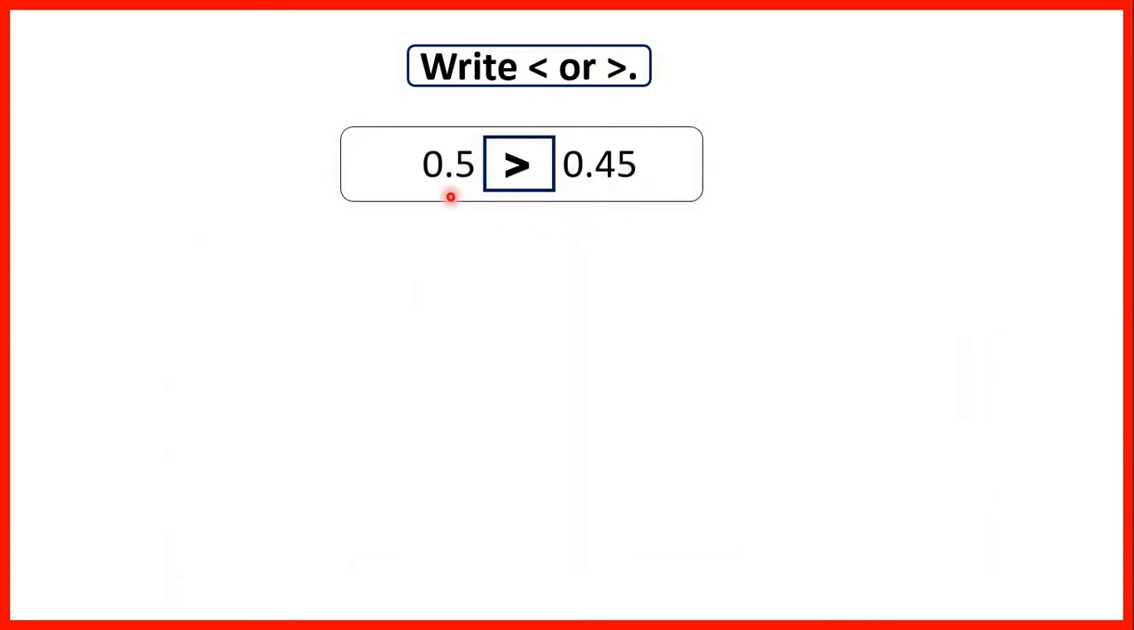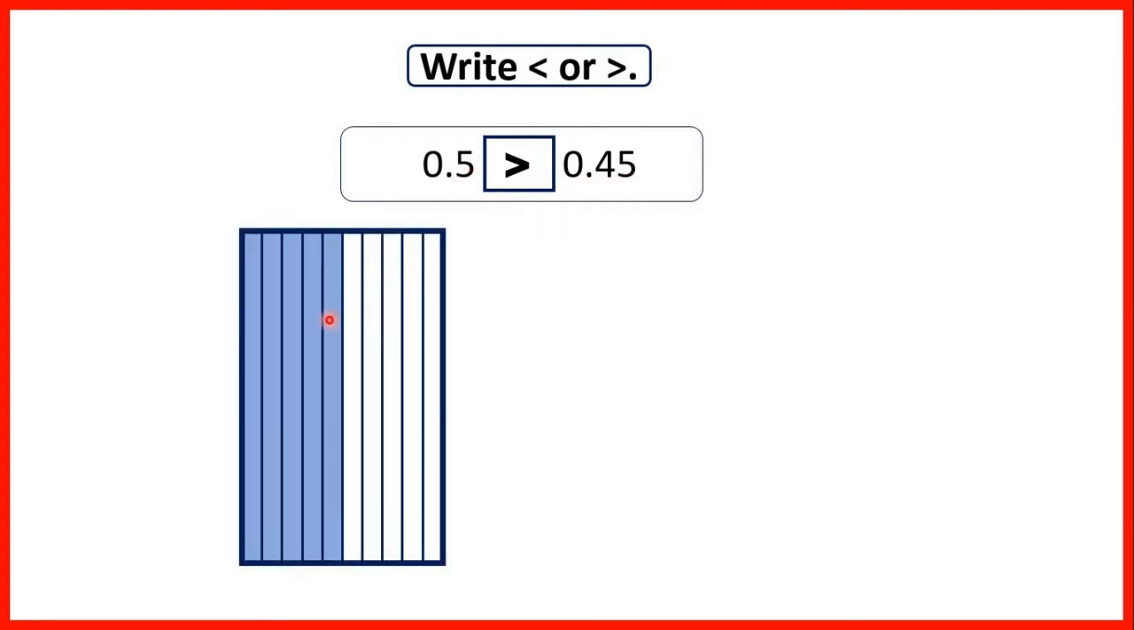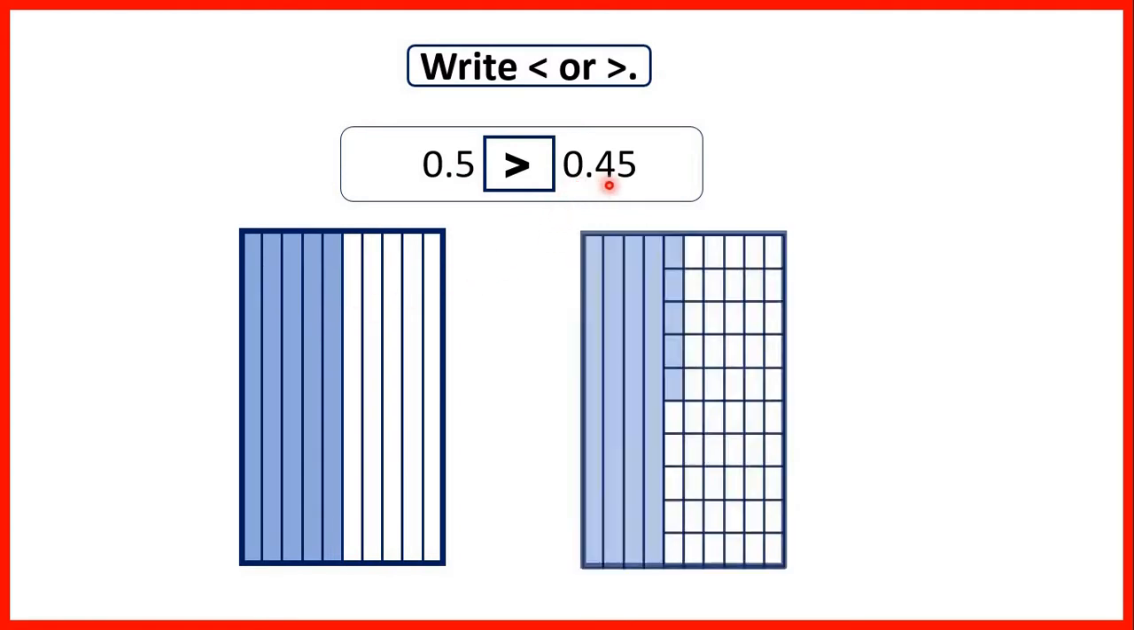Next we had 0.5 and 0.45. So with 0.5 we have 5/10, but with 0.45 we only have 4/10, and although we have 5/100, because hundredths are so much smaller than tenths, 0.5 is our larger decimal.